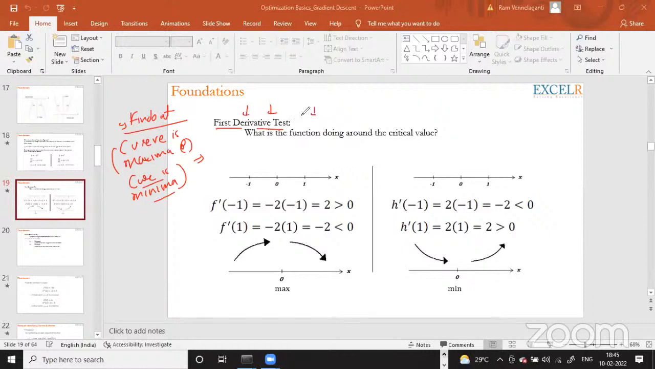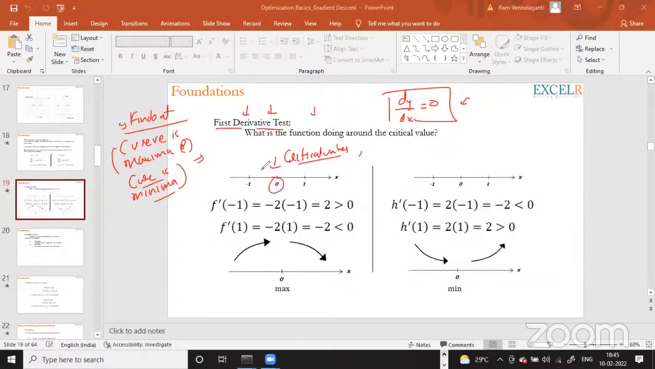So what do you mean by first derivative test? Find out what your critical values are. Find out what your critical points are. How will you find out? Take the differential and equate it to 0. You will be able to find out what your critical values are, what your critical points are.